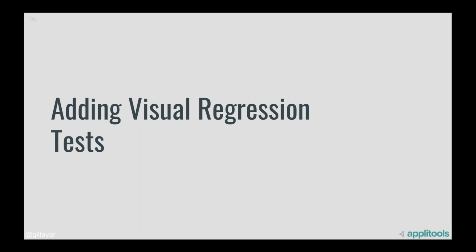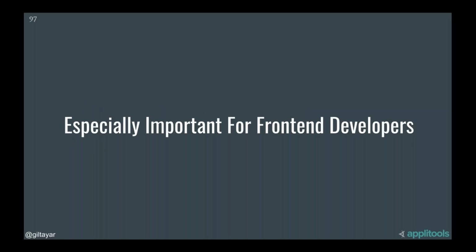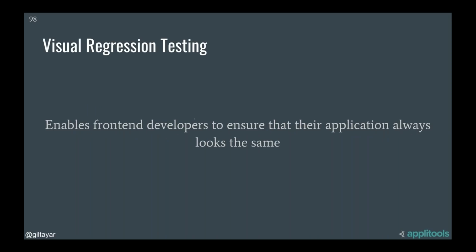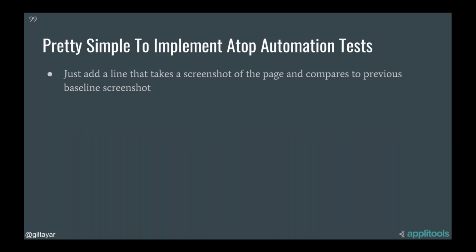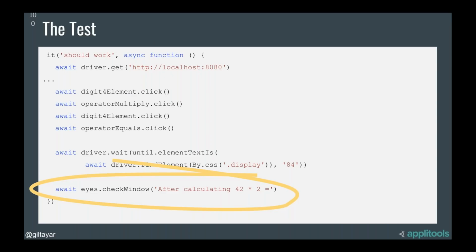And finally, if you think about it, the backend developers don't care how the application looks, but front-end developers do. It's especially important for front-end developers to check that their application is still looking the same, and that any changes they made to the HTML and CSS haven't made the application look bad. It enables the front-end developers to ensure that their application always looks the same. Well, it's pretty simple to implement a visual automation test. It's just one line. I'm using Eyes here, Applitools Eyes. Just check window and we're done. You've added visual regression testing to the whole thing.